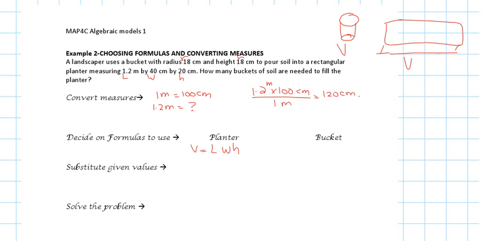Now we're going to substitute the given information or the given values. So for the planter, it's 120 times 20 times 40. Doesn't matter which order it is in. And what's the unit for that? Centimeters cube. And for the bucket, it's going to be pi times 18 squared times 18.